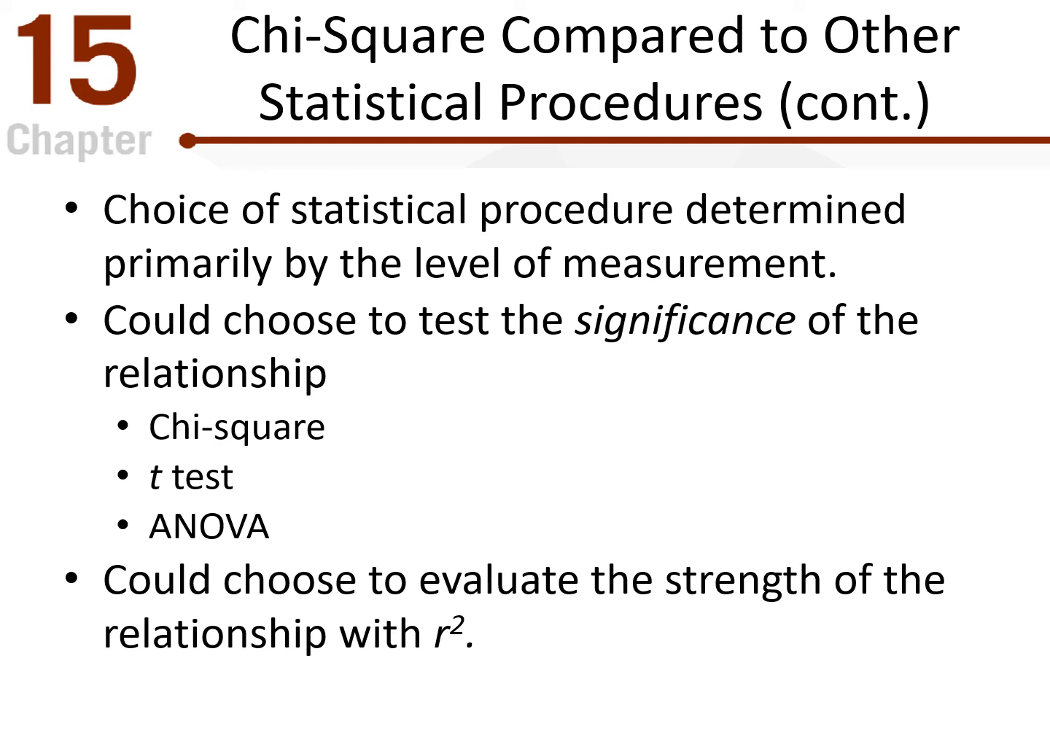Now, we can find a relationship similar to what we found in terms of effect size with the t-test and with the ANOVA. Remember with the t-test, we had Cohen's d as a measure of effect size. With the ANOVA, we had eta squared. With correlation, we had r squared. So you have something similar for chi-square as a measure of effect size, depending on which test you're using.